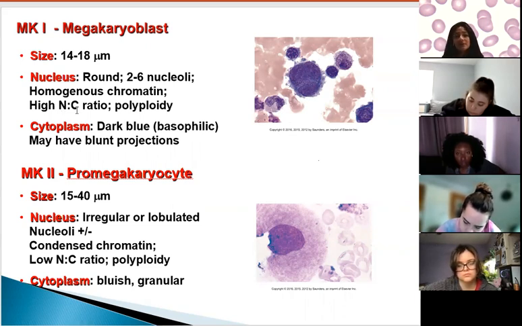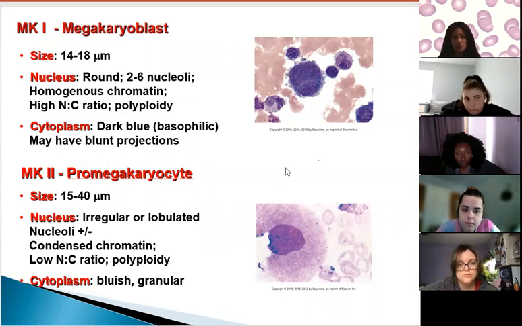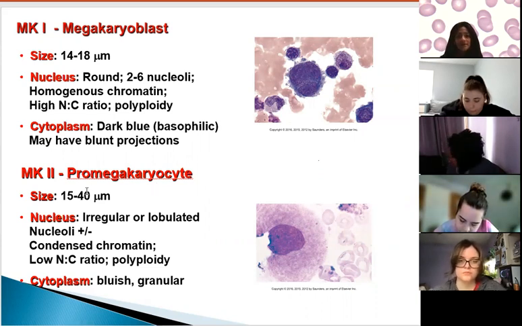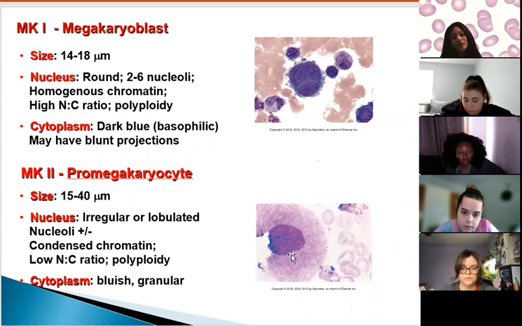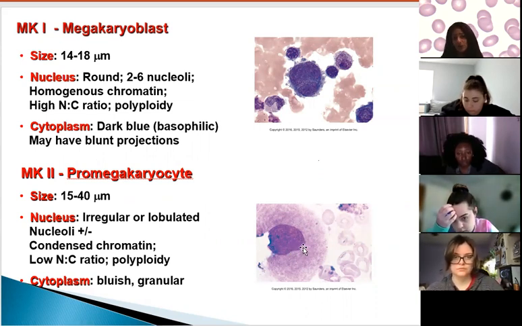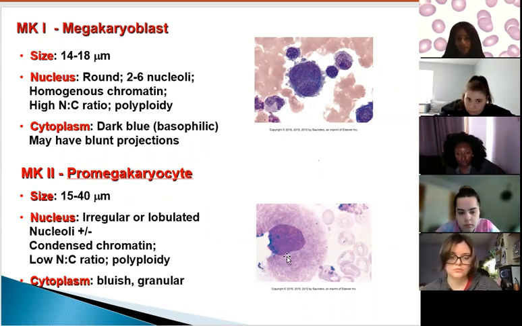The cytoplasm is typically dark blue. Another term for dark blue is basophilic, and it can have many blunt projections. MK2 is the promegakaryocyte. It's a little bigger in size. The nucleus is very irregular or lobulated sometimes. You may or may not see nucleoli. It has condensed chromatin, okay?